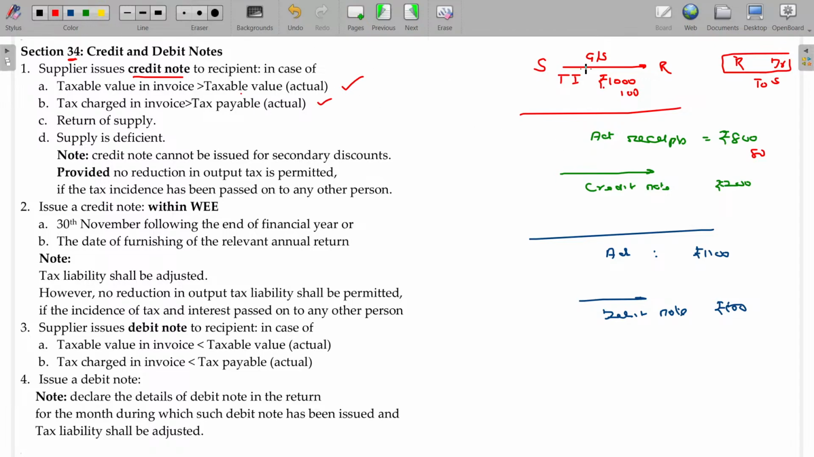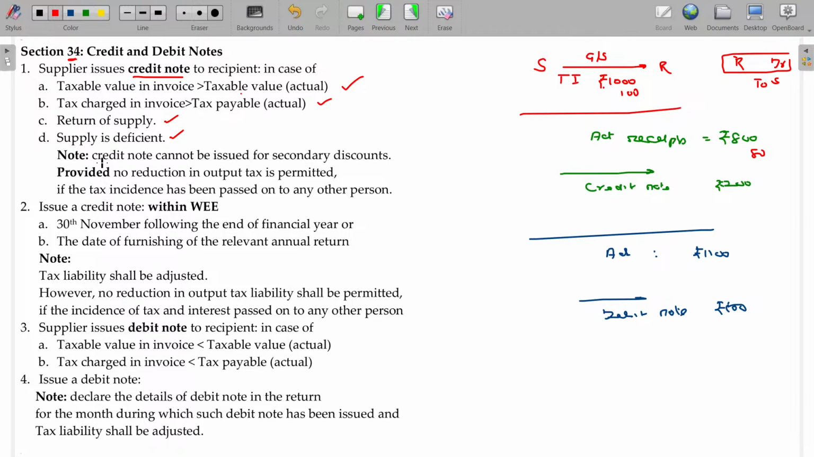And sometimes he may return the goods. 1000 rupees worth of goods sent by the supplier to the recipient, and the recipient says 200 rupees worth of goods seems to be unfit, so I return. Return of supply. Our supply is deficient. Probably the goods are not up to the mark, or we committed to send 1000 units, but we sent only 950 units as the remaining units were not available. Supply is deficient. In all these cases, the supplier issues the credit note.